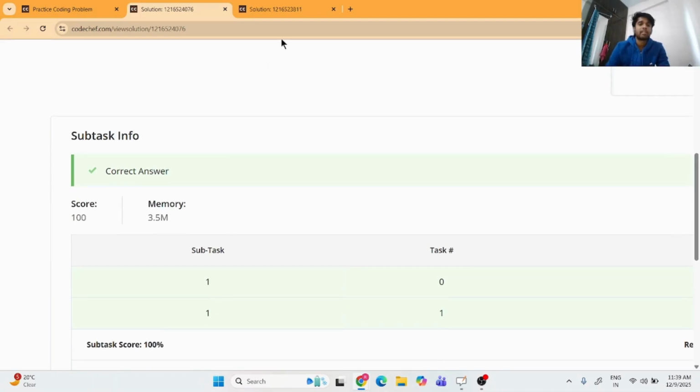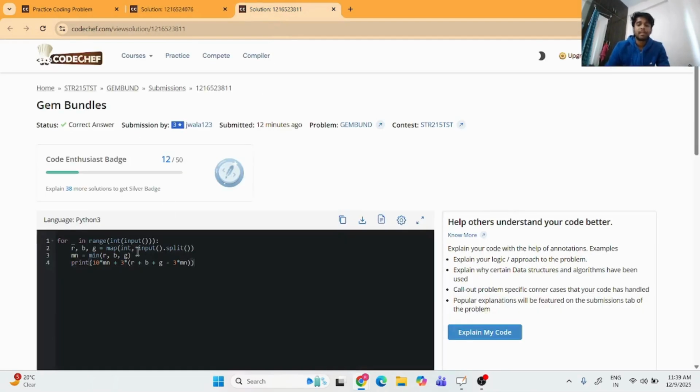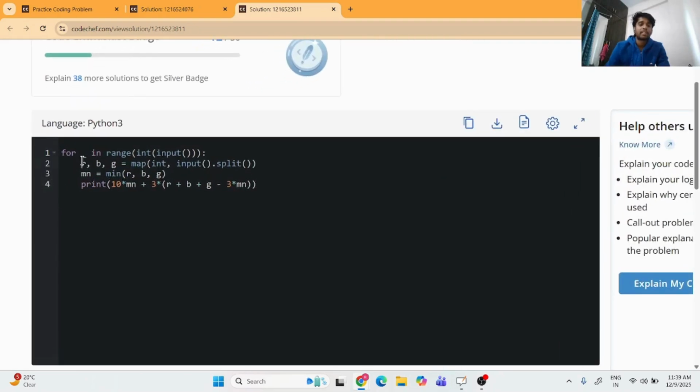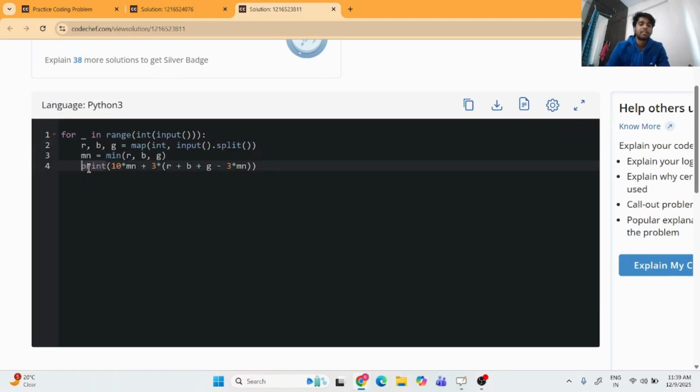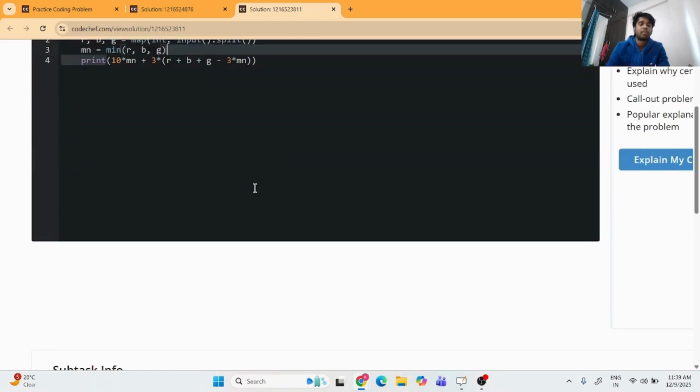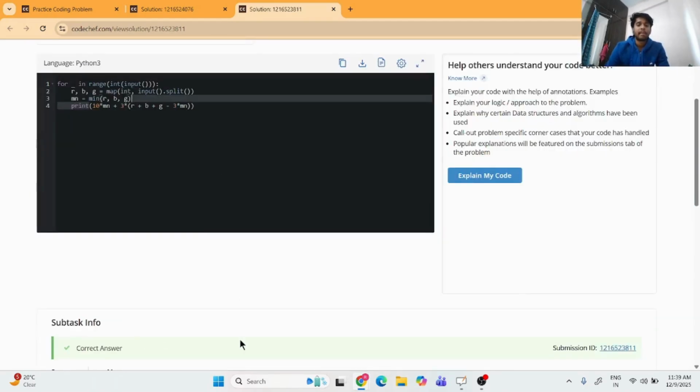Now let's move toward the Python code. So guys, this is my similar Python code. I took the input for all the test cases as well as the input for R, B, G. I initialize mn equal to the minimum of r, b, g, and at the last I'm simply printing my answer with the formula which I explained in the solution. And as you can see, guys, I have got my Python code right.